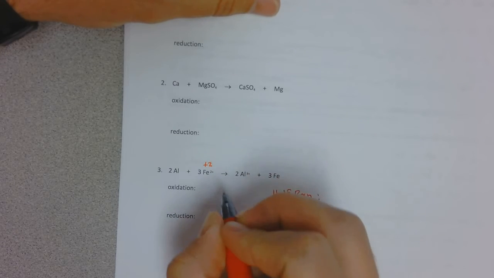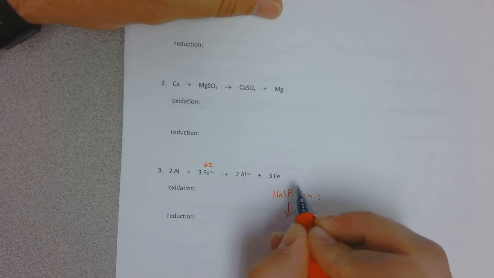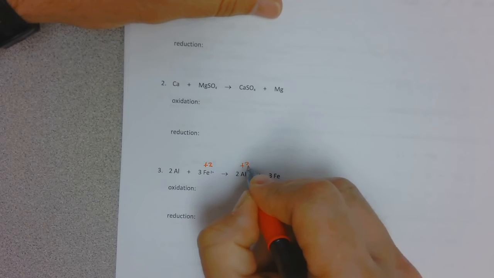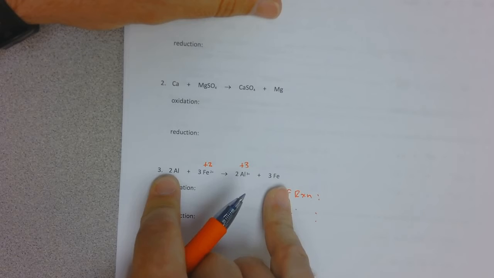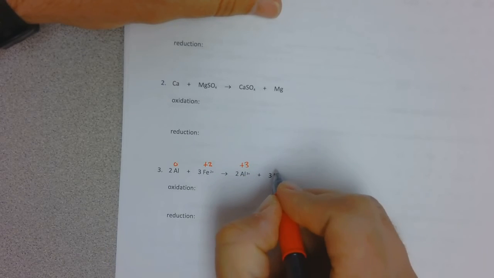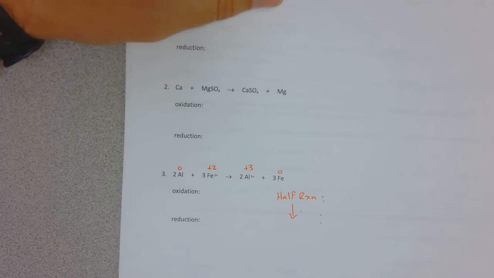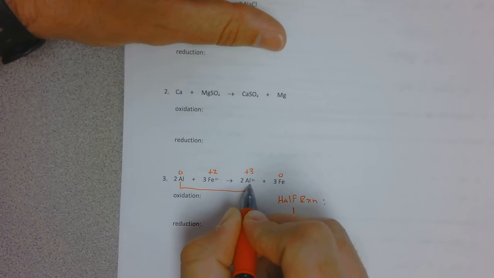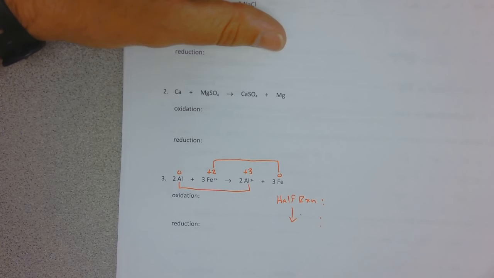The first step in solving a redox is writing all the oxidation numbers above each one of the elements in your reaction. These are easy because it's +3. These other two are by themselves. There's not a charge given, so they are going to be 0. All right, so now I need to figure out what's happened to aluminum from the left side to the right side, and what's happened to iron from the left side to the right side.